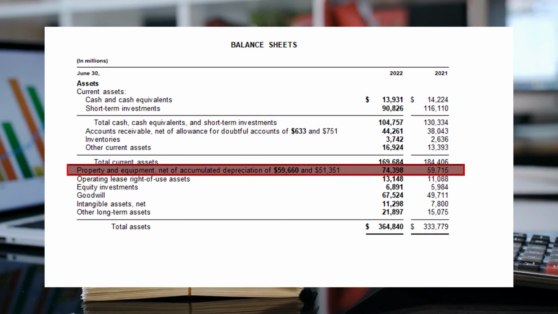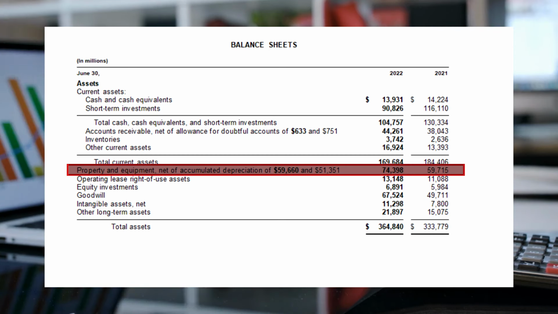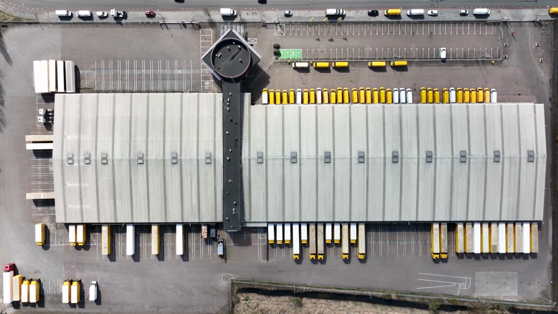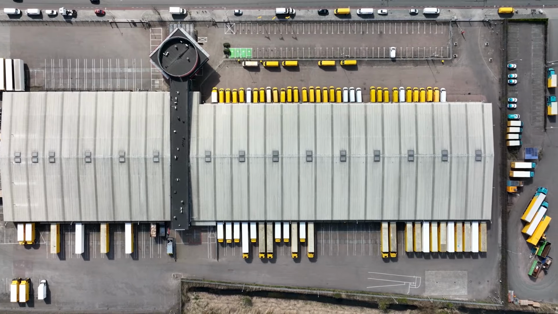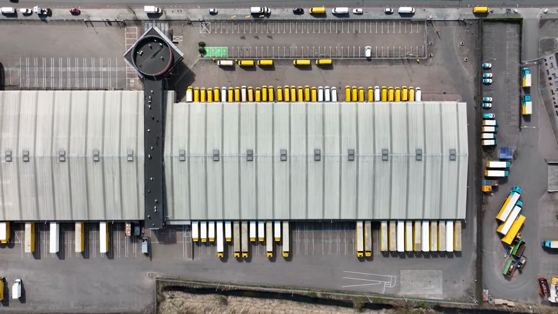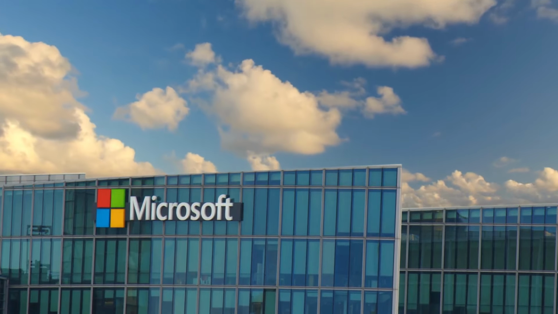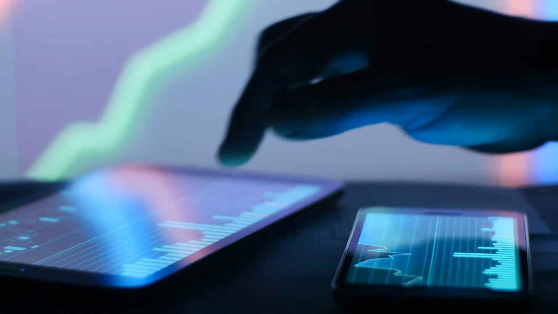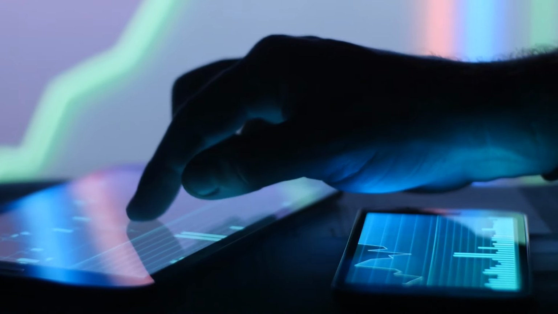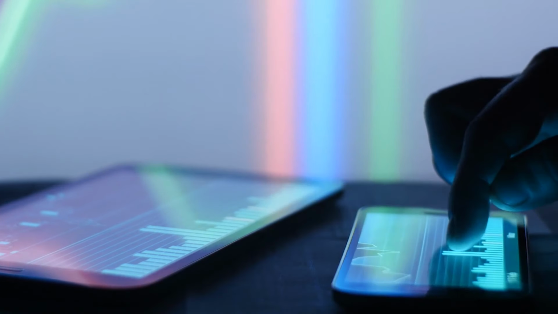A significant component here is property, plant, and equipment, also known as PP&E. It includes the company's physical assets like buildings, land, vehicles, furniture, machinery, and equipment. For Microsoft, this includes their office buildings, data centers, and equipment. If a company has a high proportion of its assets in PP&E compared to its annual revenues, it could indicate that it operates in a capital-intensive industry, which is not the case for Microsoft.